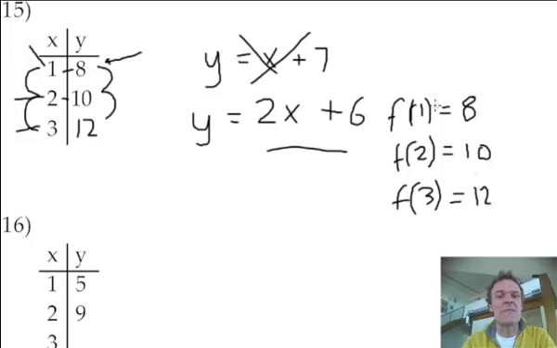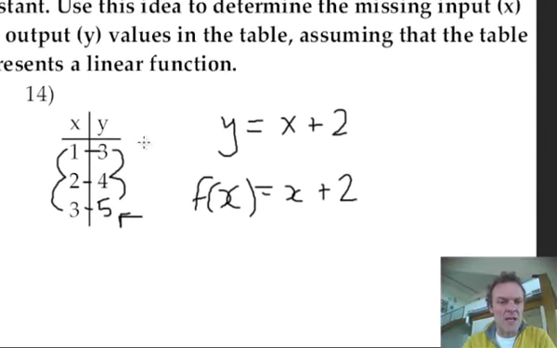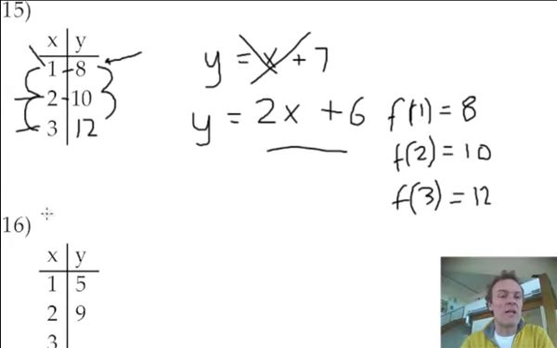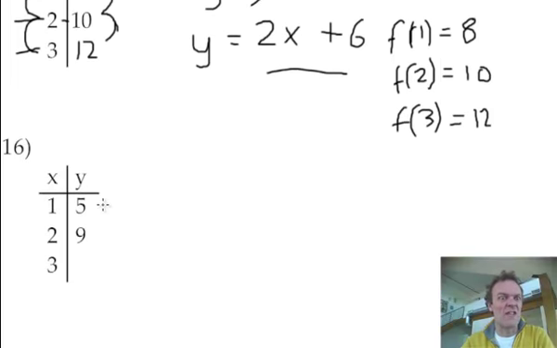So can you see, whereas in the previous one, as the input went up by 1, the answer went up by 1, so I just had a 1 next to the x. This one's going up by 2 each time as the input goes up by 1, so I put a 2 next to the x. Now look at this. Let's just try it again then. As this goes up by 1, this seems to go up by 4. Maybe I should do this.